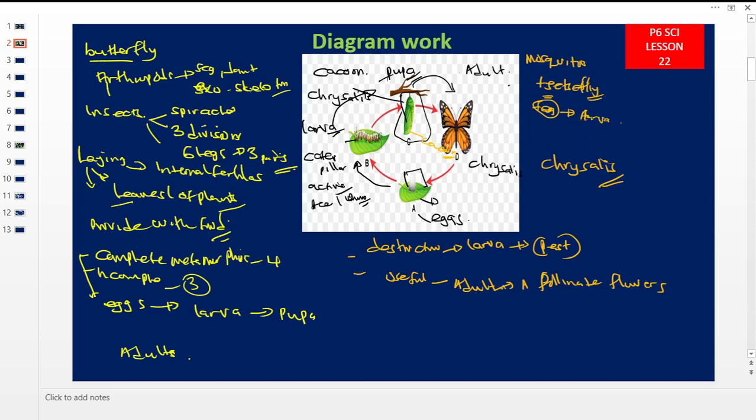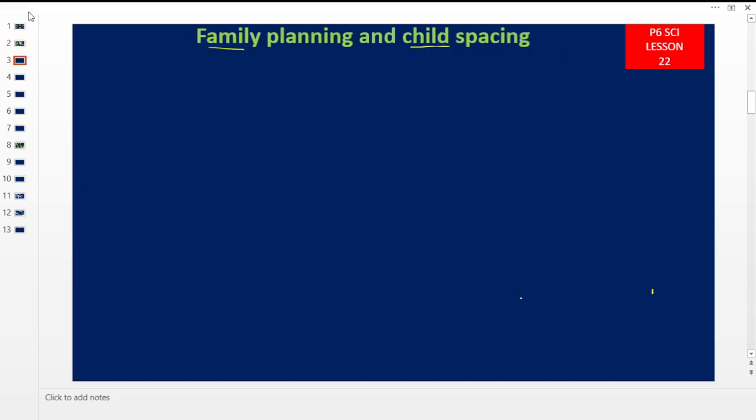Now, so this has been our diagram work for today, where we've been looking at the butterfly. So my dear learner, let me hope that you've understood this, you've remembered some key points about the butterflies. So let us fly to our lesson for today. So today we are going to look at something interesting. We are going to look at family planning and child spacing.